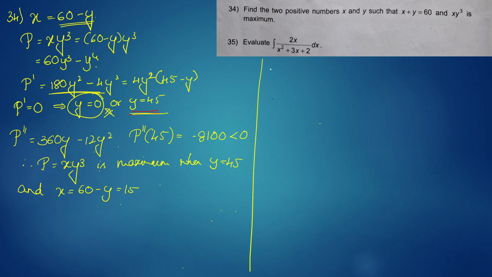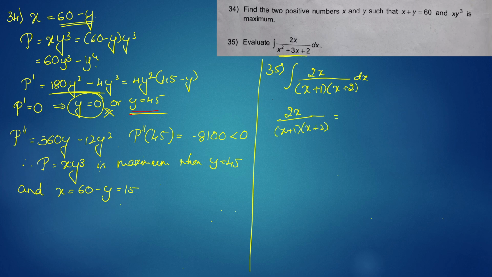Next question. Question number 35. So we have to integrate the given function. This is from partial fraction problems. First, let us split this denominator. So the factors will be x plus 1 into x plus 2. Consider the term 2x divided by x plus 1 into x plus 2.